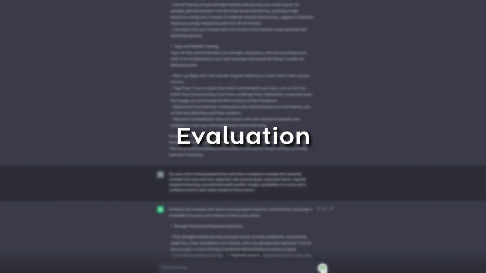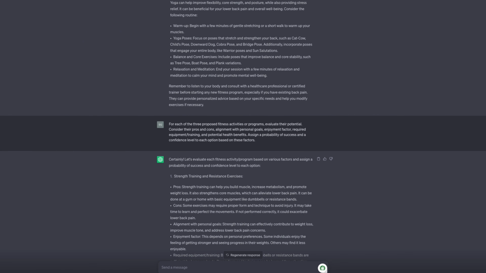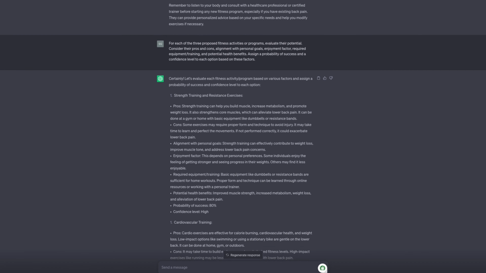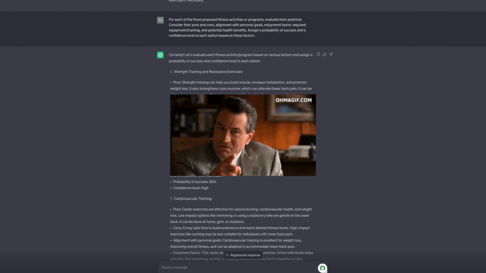Let's move to step 2, evaluation. You ask it to go through each of the options and revisit them in light of pros and cons in alignment with your personal goals, enjoyment, training difficulty, health benefits, etc. This is where ChatGPT will go back and do some further calculations where it'll look at all the things that it may not have looked at when you asked it to brainstorm in the first place. You see what we did?